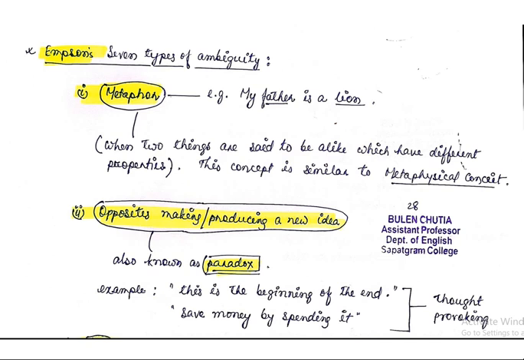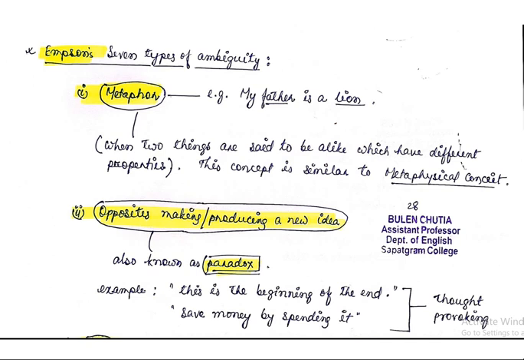Okay, this may create multiple meanings. This may lead to ambiguous meaning in the minds of the readers. That is, I may understand something and you may understand something different. Okay, coming to the next type of ambiguity, number two, opposites making or producing a new idea, which is also known as paradox. I'm giving you two examples here.